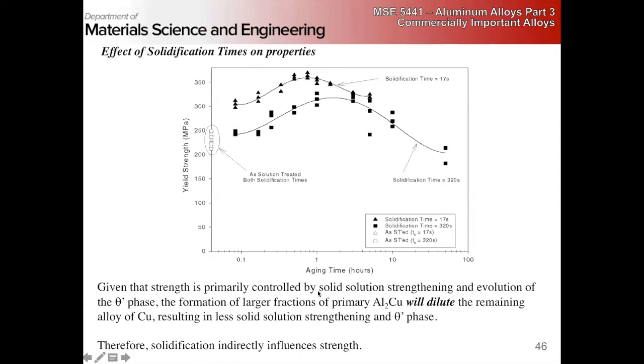So the strength is primarily controlled by solid solution strengthening and the evolution of the theta prime phase, right? So the formation of large fractions of primary Al2Cu, or the theta phase, is going to dilute the remaining alloy of copper, right? So we have less of a driving force and less solid solution strengthening, right? Because we have less copper in solution, so we're not going to make as fine a dispersion of the theta prime phase. So the solidification directly influences the strength of the final component.